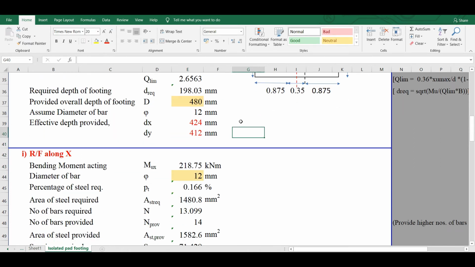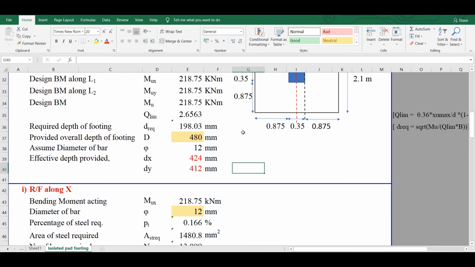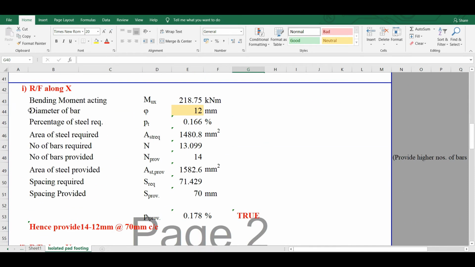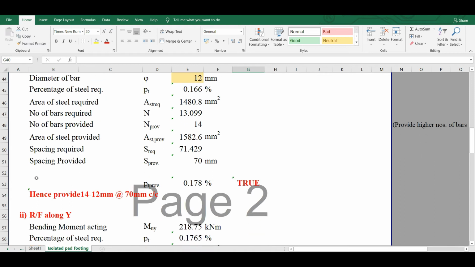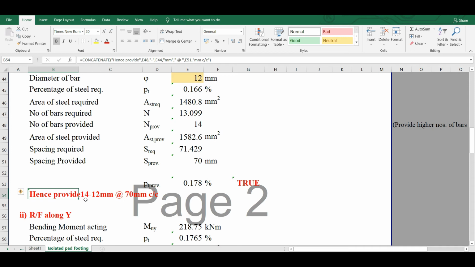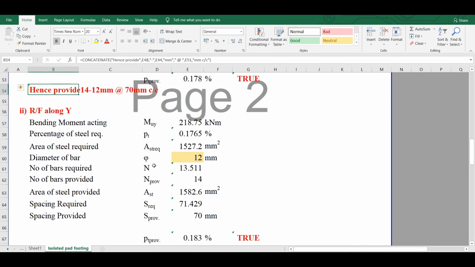So once I have the effective depths, I have the bending moments in both the directions. So I will provide the reinforcement as per the bending moments in both the directions. This step is similar to what I have done in my previous videos. So here I have provided in the x direction 14 bars of 12 mm dia at 70 mm center to center, and in the y direction 14 bars of 12 mm dia at 70 mm center to center.